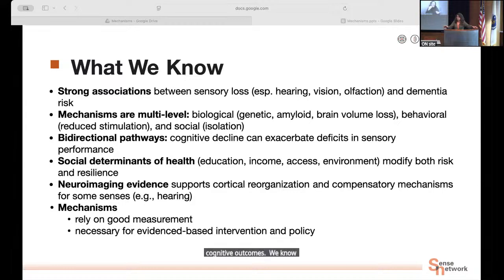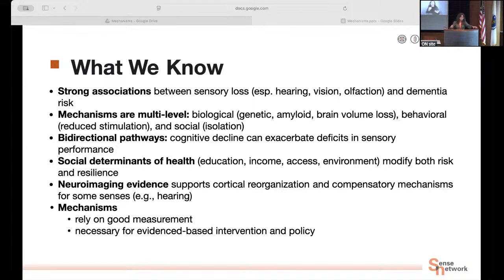We know that the mechanisms are likely to be multi-level, including biological, behavioral, and social factors. We are pretty confident that these are going to be, for some instances, bidirectional pathways. We know that social determinants of health are going to be important. And we know that for some senses, neuroimaging evidence supports the idea of cortical reorganization and compensatory mechanisms. We know very little about other senses. So the evidence is a little better for hearing. And we don't know much about things like taste and proprioception.